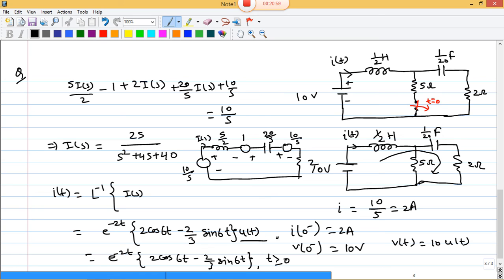Now here 0 minus means t is less than 0. So it will be equal for i(0 plus). So we can write here i(0 plus) is equal to i(0 minus), which is equal to 2. Clear? Now maybe you can face this type of problem, so you have to solve it like this. Okay.